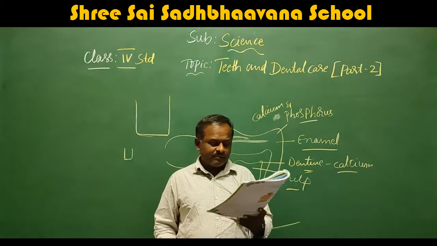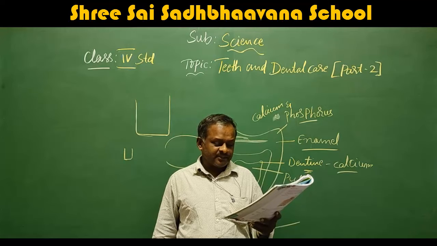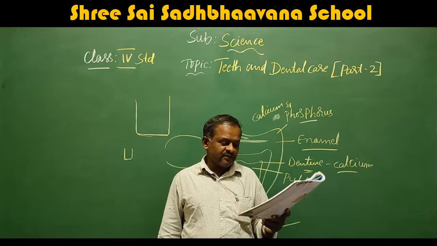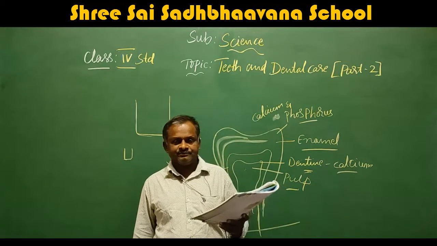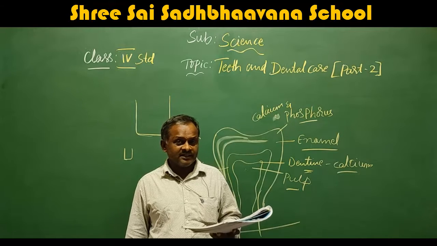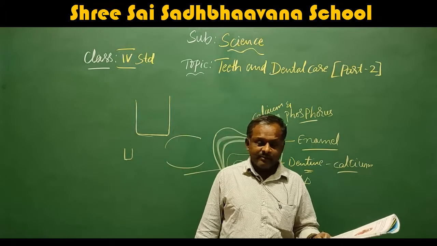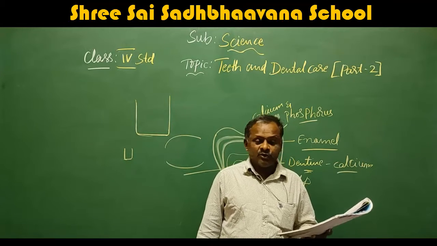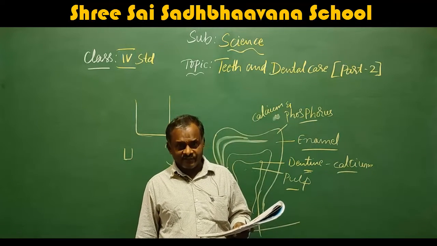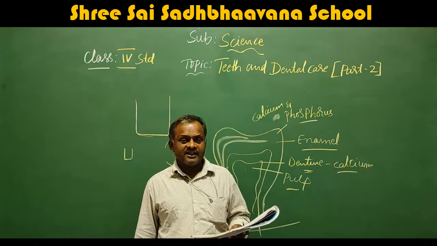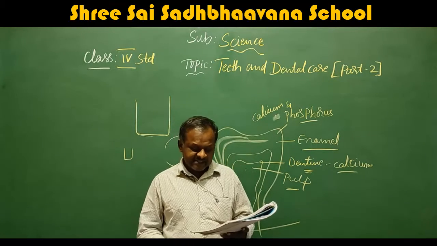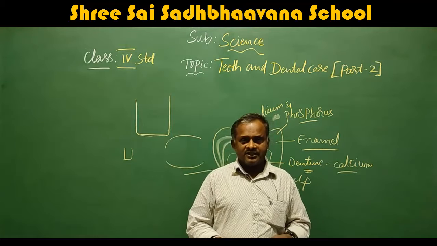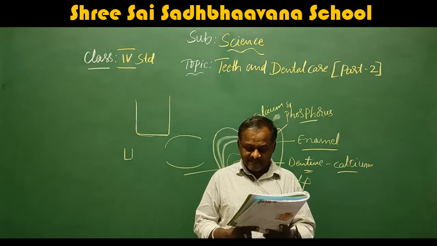Next come the third molars, commonly known as wisdom teeth. These do not grow in the early stages. That means below 12, 13, or 14 years, there are no third molars. They grow only after 18 years, between 18 and 21 years. They are known as wisdom teeth.